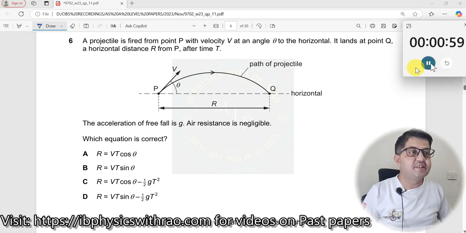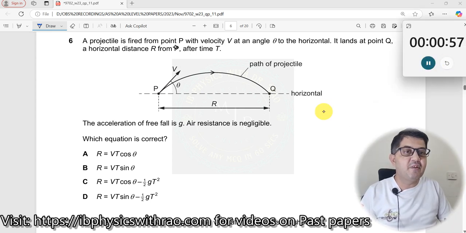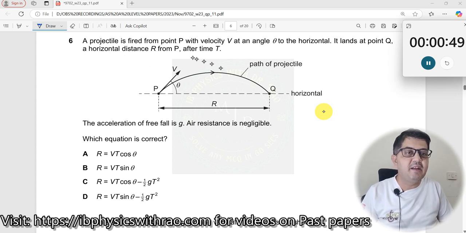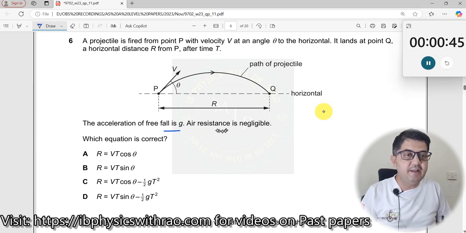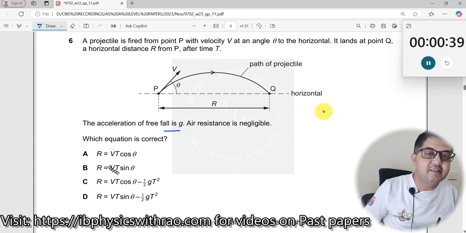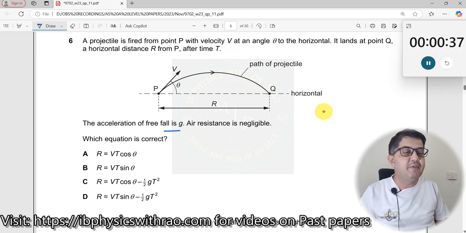Question number 6. A projectile is fired from a point P with a velocity v at an angle theta to the horizontal. It lands at point Q, a horizontal distance r from P after time t. The acceleration of free fall is g. Air resistance is negligible. Which equation is correct?